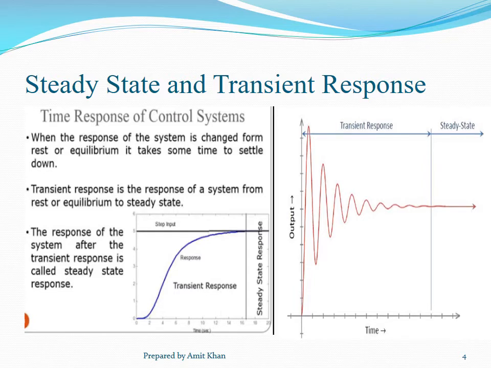Next we can see the steady state and transient response. We can see the diagram of transient response and steady state response. Basically, when the response of a system is changed from rest or equilibrium, it takes some time to settle down. Now, transient response is the response of the system from rest to steady state. And the response of the system after the transient response is called the steady state response.